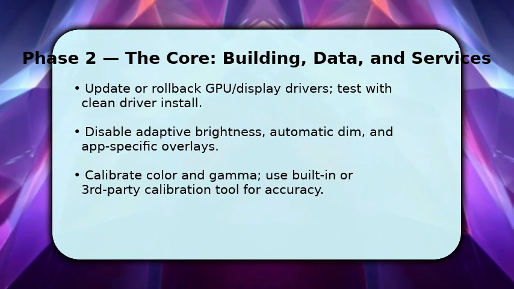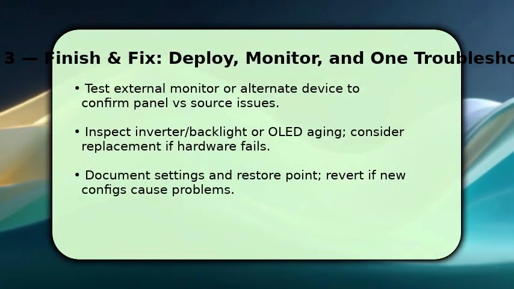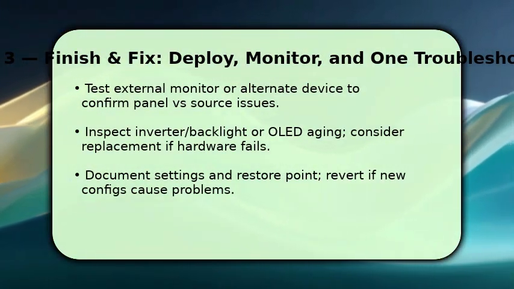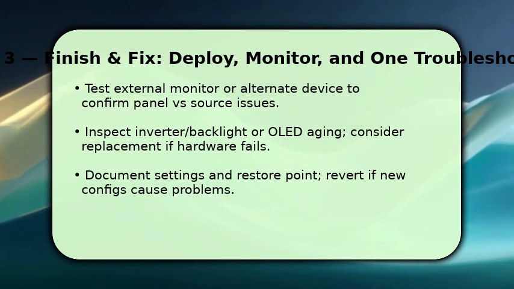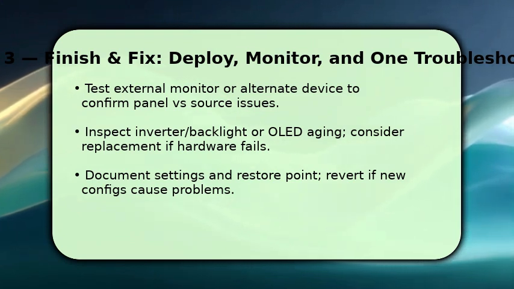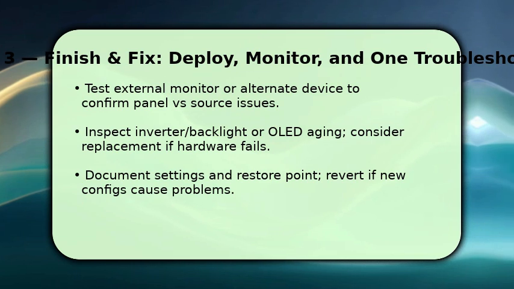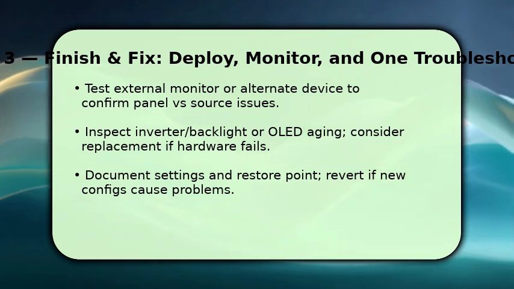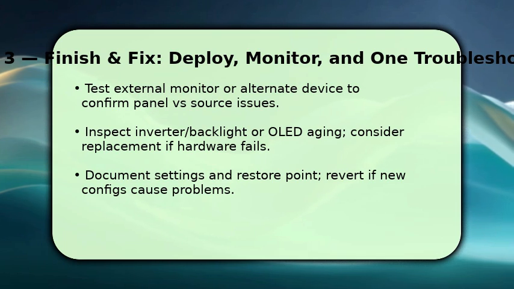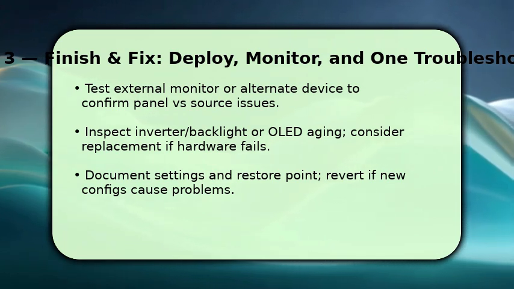Test with an external monitor or connect the suspect display to another device to determine whether the panel, cable, or source is at fault. Once confirmed, replace or repair the failing part. Inspect for backlight inverter faults or OLED aging. Replacing the panel or inverter is often required when brightness drops irreversibly.